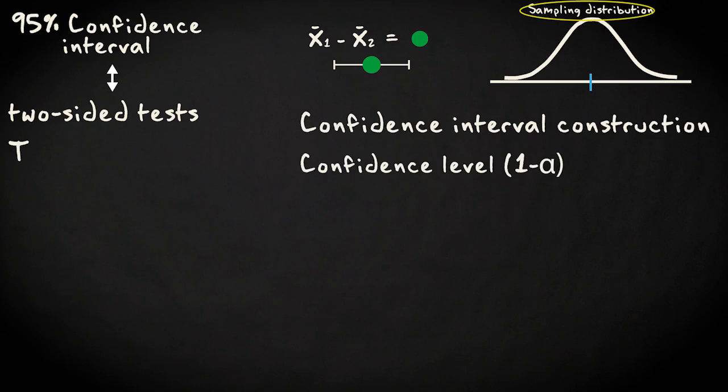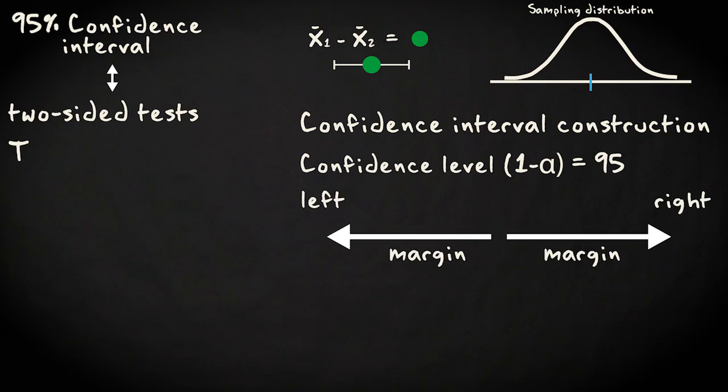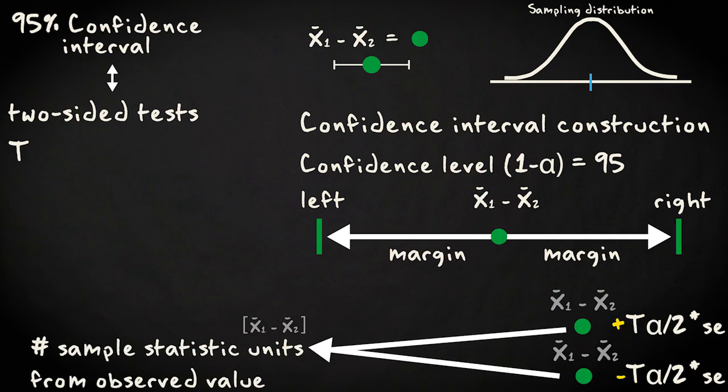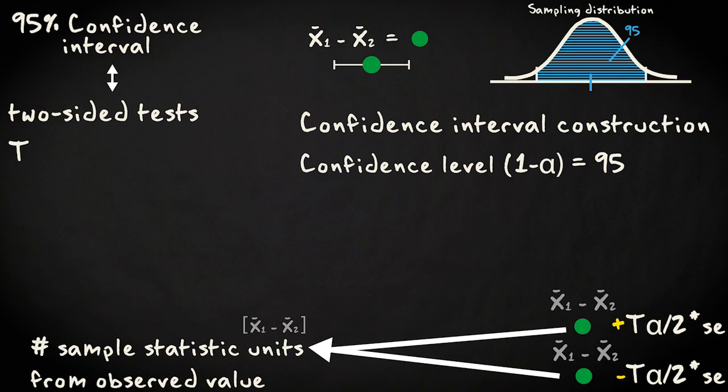Confidence intervals are based on the sampling distribution. We set the confidence level, say at 95%, and determine the margin left and right of the sample statistic. The boundaries are given by the sample statistic minus the test statistic value associated with the left half of alpha times the standard error, and the sample statistic plus the test statistic value associated with the right half of alpha times the standard error. These boundaries represent the number of sample statistic units above and below the observed sample statistic value, associated with an area of 95% under the sampling distribution.